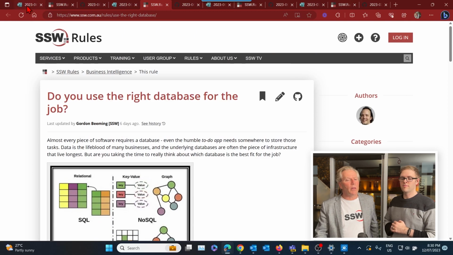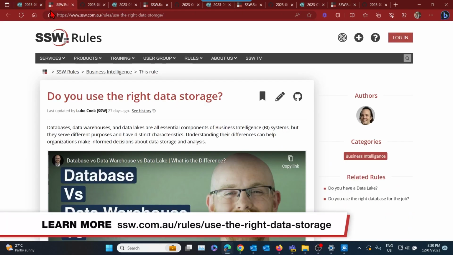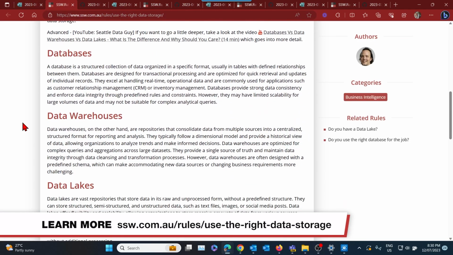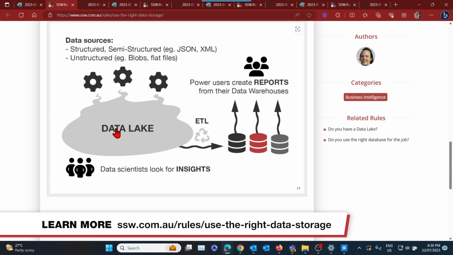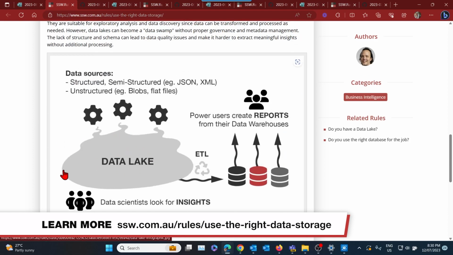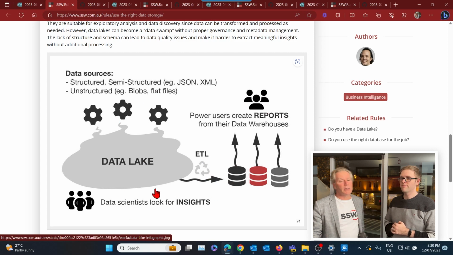So let's start with where they were a month or so ago, and I'll have a quick look at the rule for you. So there's that video. Just read about databases, warehouses, and data lakes. And this is essentially where we want to get to. We want to have them pull in all this data, go through the ETL process or the ELT process, create their reports, and also have the ability to look for insights from data scientists. So let's go and have a look at the comments.